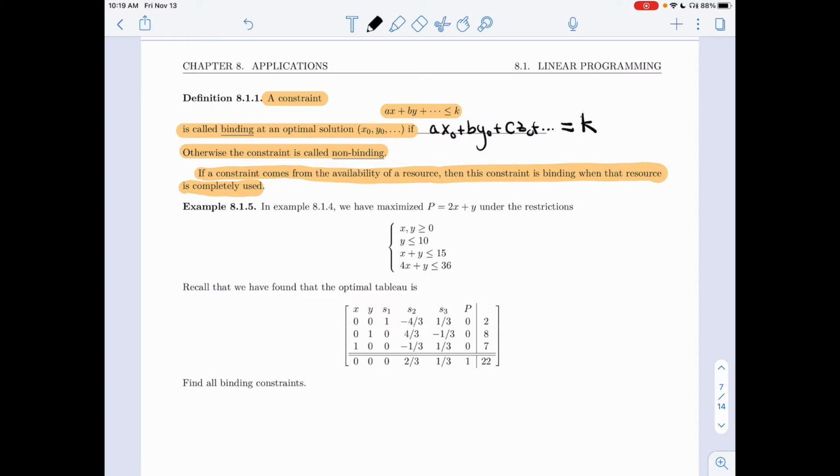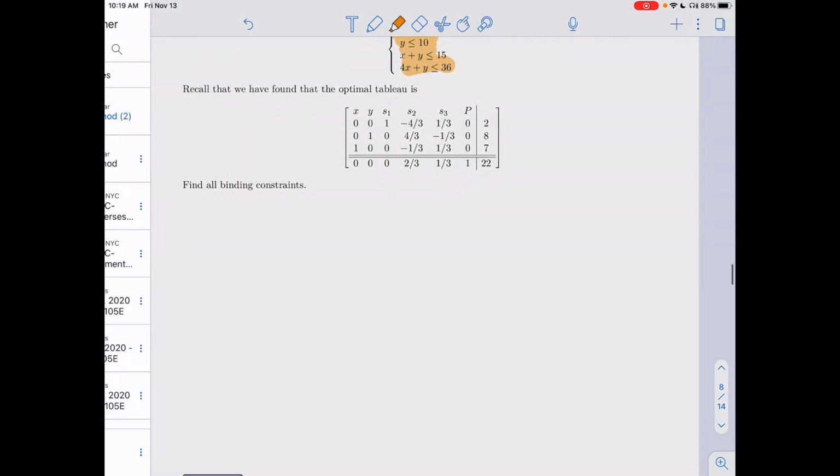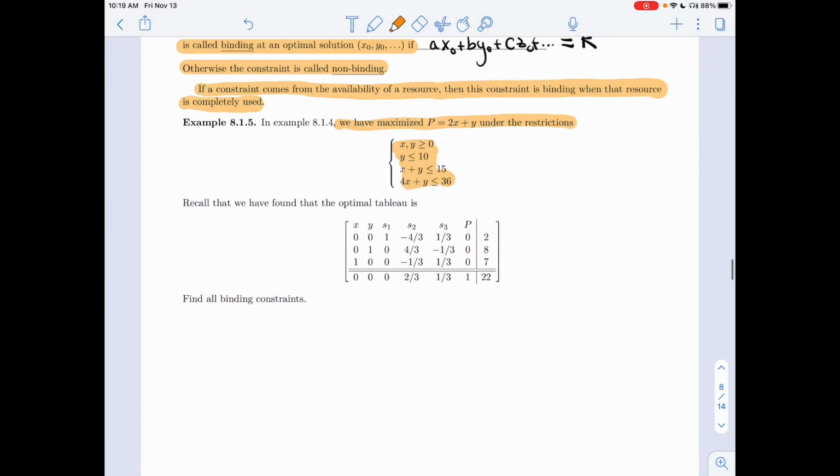All right, so in the last example, we maximized the function p equals 2x plus y under all of these restrictions. Recall that we found that the optimal tableau was this. I want to find all binding constraints. So what we had was these are basic, and we'd found that x is 7 by using the row of the leading one in x, and that y was 8 by using the row of the leading one of y.